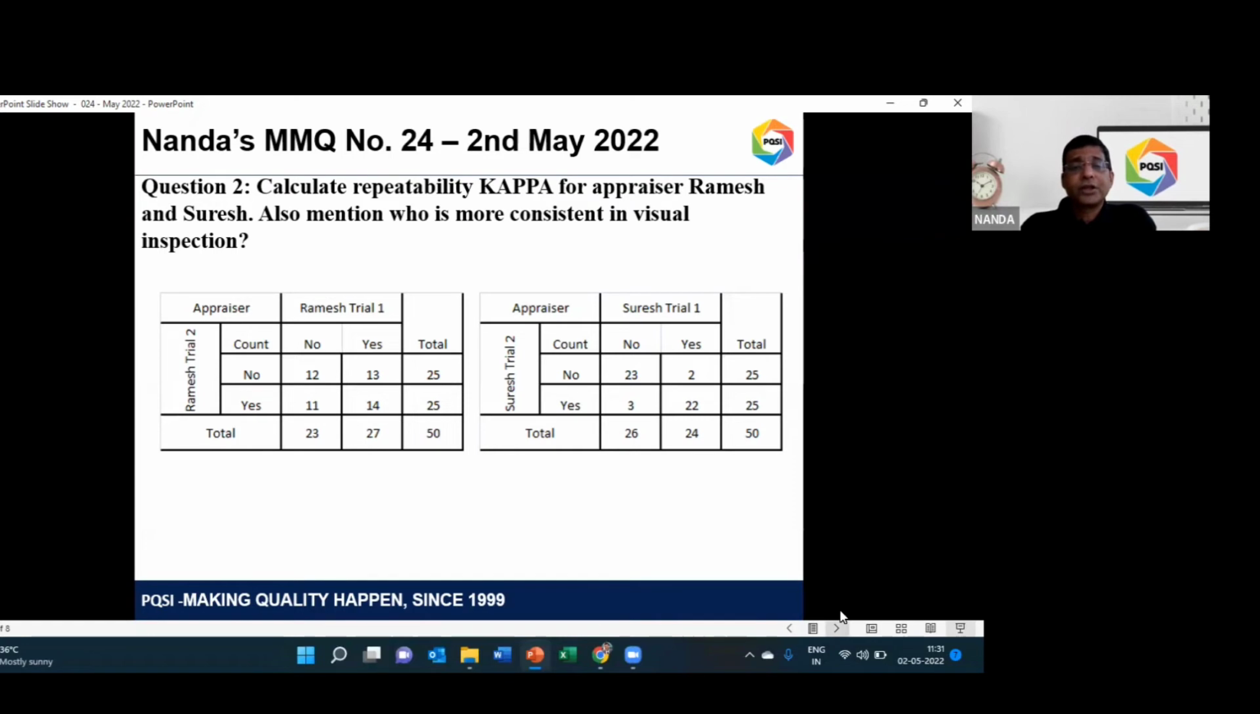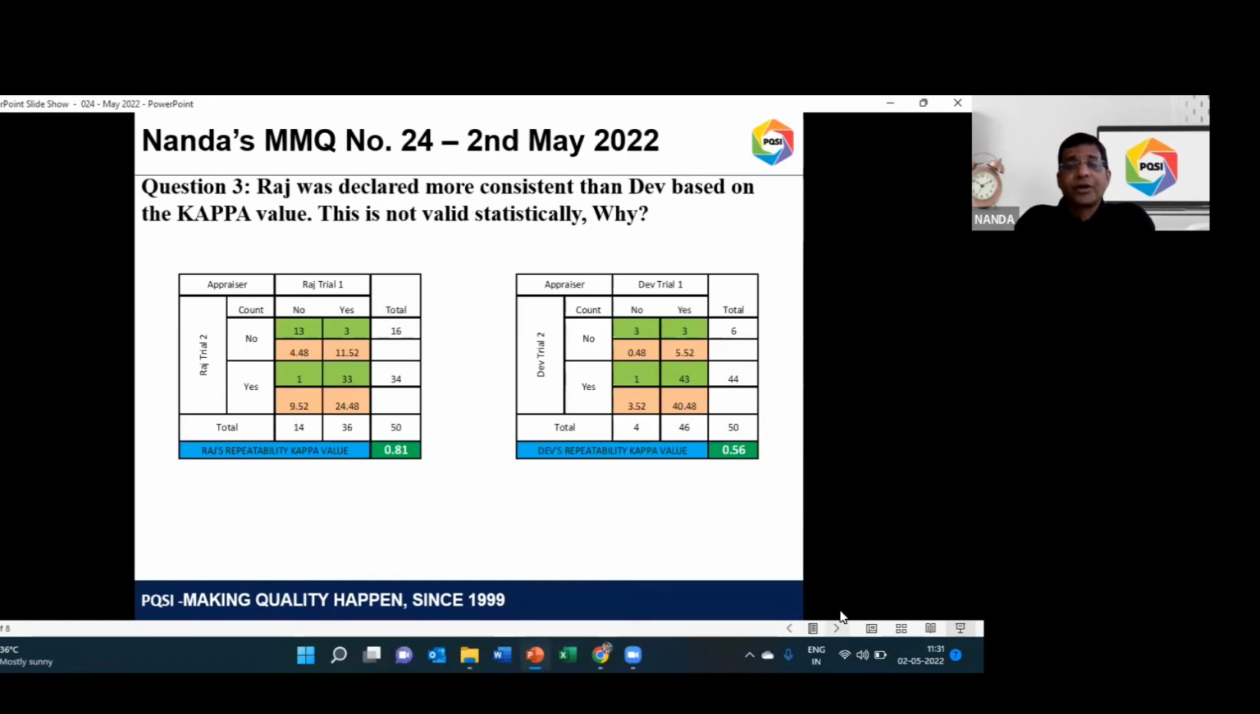Moving on to the third question. So here what we have done is we have actually given you the kappa values also. So again, 2 studies of repeatability. So we have appraiser Raj and appraiser Dev. So the 2 appraisers, their kappa tables, and the observed agreement and the expected agreements, and also the kappa values are mentioned.